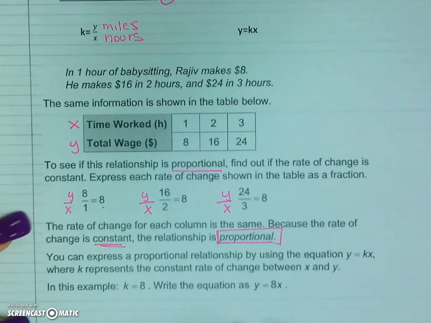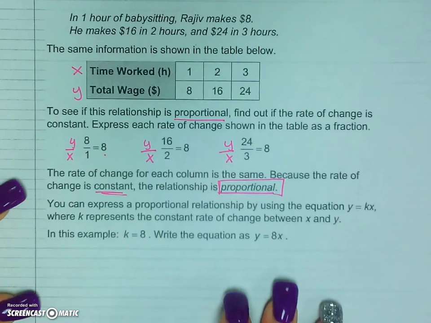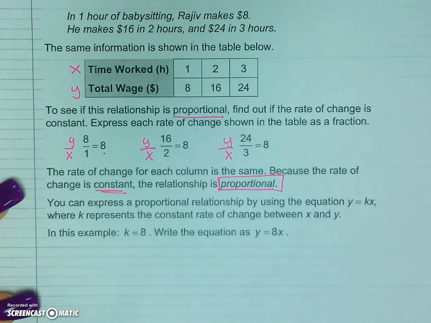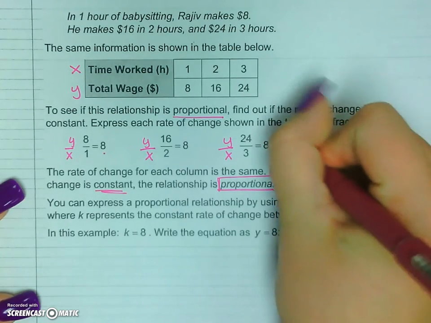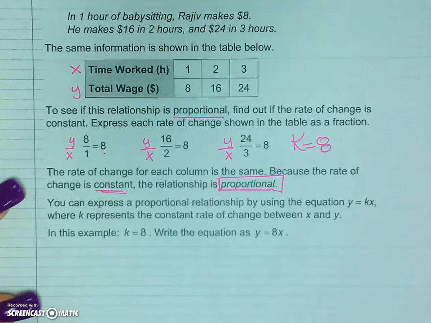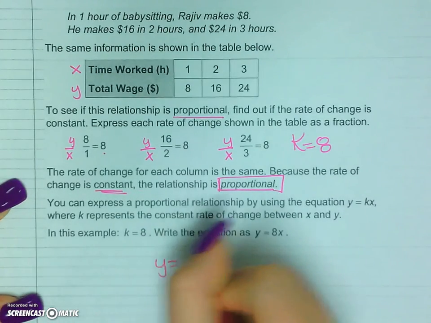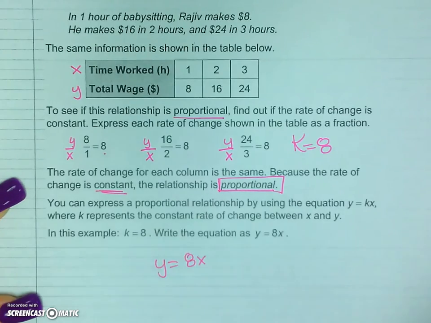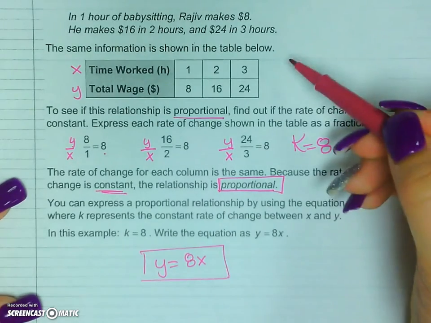You can express a proportional relationship by using the equation y equals kx, where k represents the constant rate of change between x and y. So once you find your k, in our example here, k is 8. You can just rewrite it as an equation as y equals 8x. This equation represents the information from this problem up here.